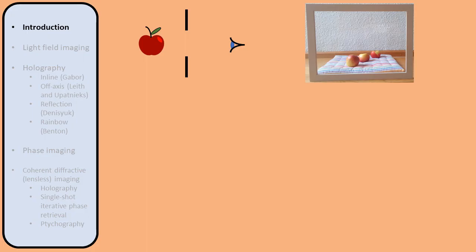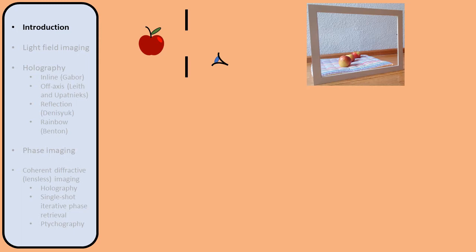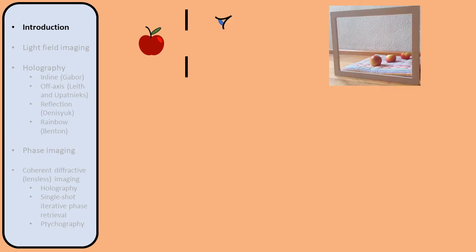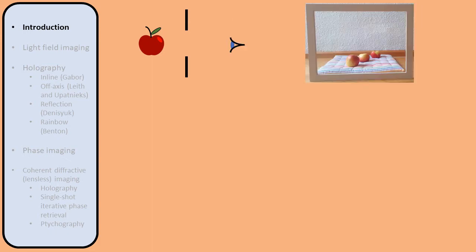Let's imagine we look at a scene through a window. If we look through the window from different angles, we see different sides of the scene, which gives us the impression that what we're looking at is three-dimensional. But what is it that we're actually seeing?